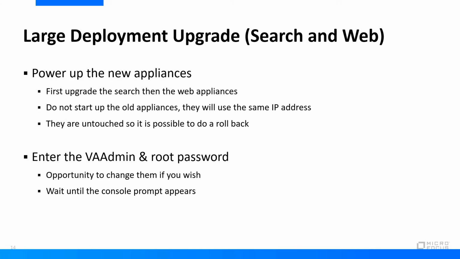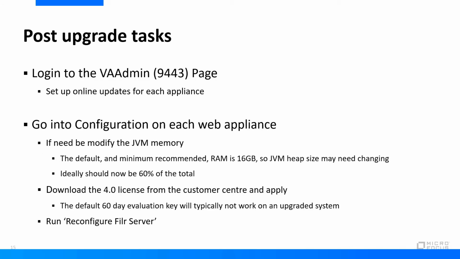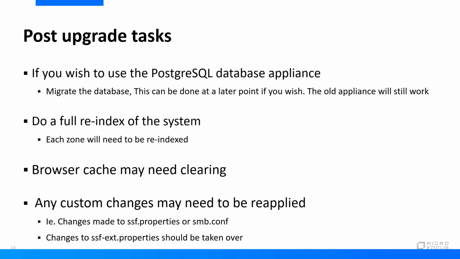Then power up the new appliances, and you're going to get prompted for those passwords, which you put in, and that will then run through and do the upgrade, and just wait till the prompt appears. Then you just need to do exactly the same as we did before. So set up the online updates, go and modify the JVM on the web appliances, install the Filr 4 license, and remember you need to do that JVM and Filr 4 license for each web appliance, not just one, because those are appliance settings. You'd need to do that for each web appliance that you've got in place there.